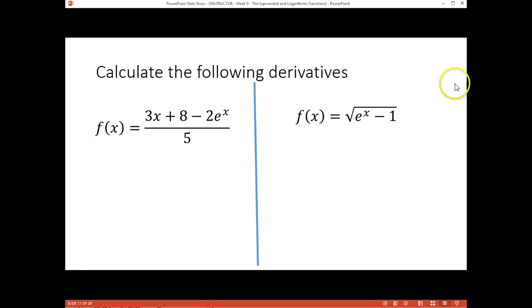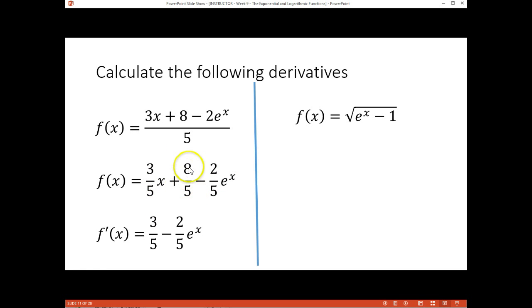Let's practice taking these derivatives. Well, we did this in our previous lecture. But when we take the derivative of e to the x, this is one of our rules. We could look at this and say we want to use a quotient rule, or we could recognize I could divide and separate each of these fractions out and take the derivative separately. The derivative of 3/5 x is just 3/5. Derivative of 8/5, the derivative of a constant, is 0. And this is negative 2/5 times e to the x.